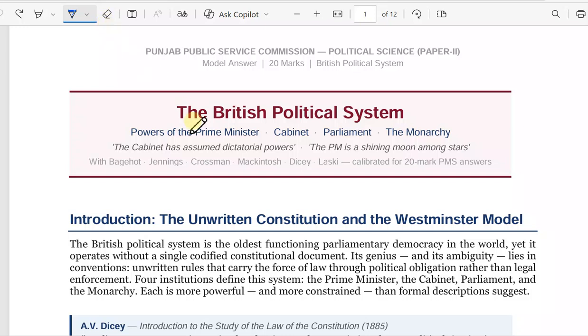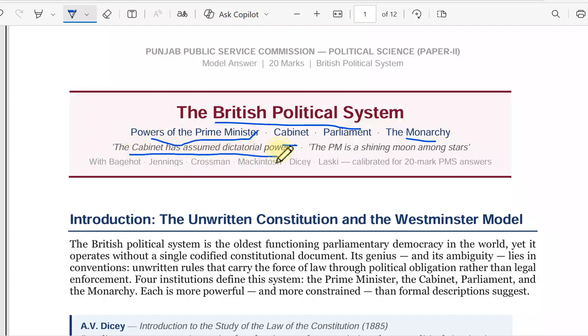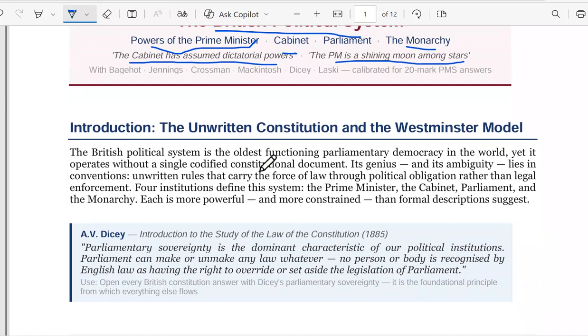So now we will discuss the British political system. I have designed this lecture in such a way that we will first discuss the powers of the Prime Minister, Cabinet, Parliament and the monarch. And the two very famous questions that were asked in past papers: how the cabinet has assumed dictatorship power, and how the prime minister is a shining moon among the stars. We will discuss both questions in our coming lecture.